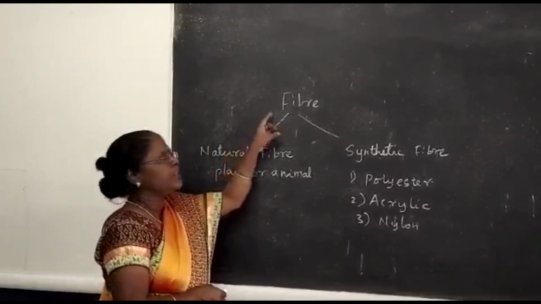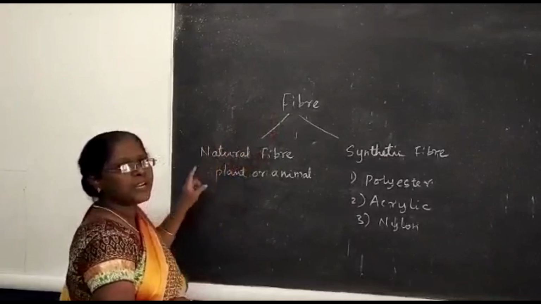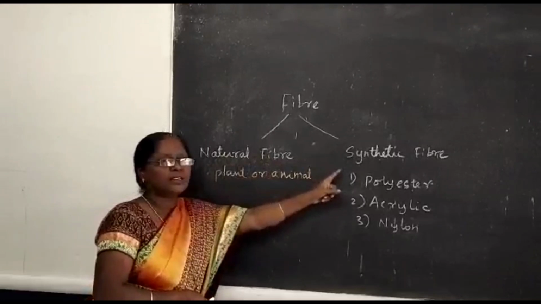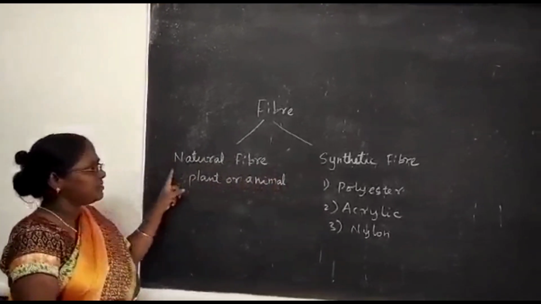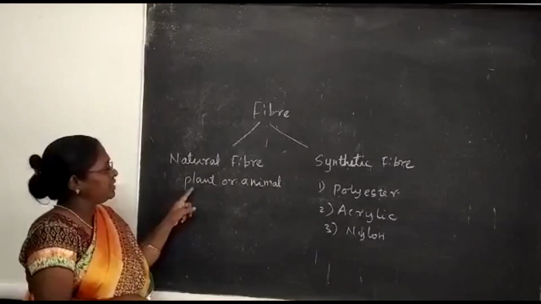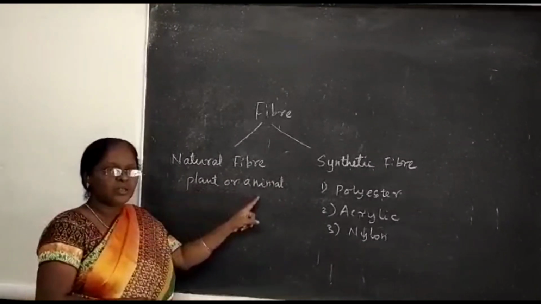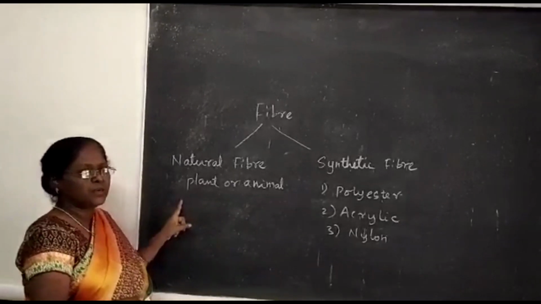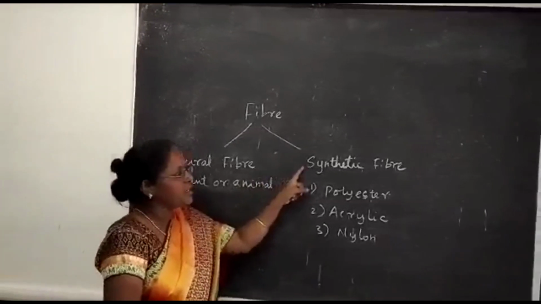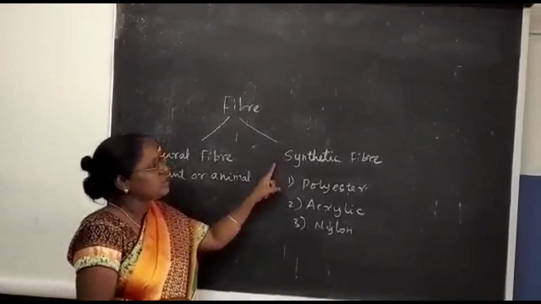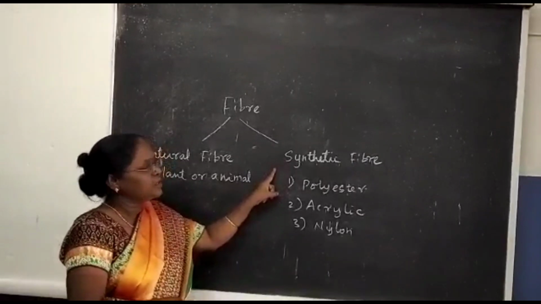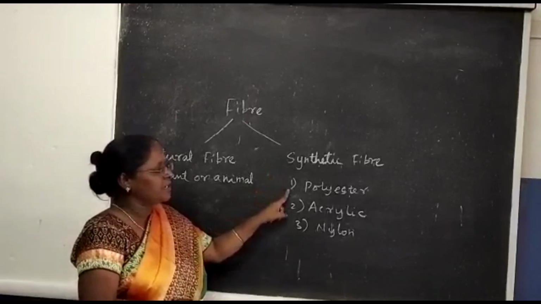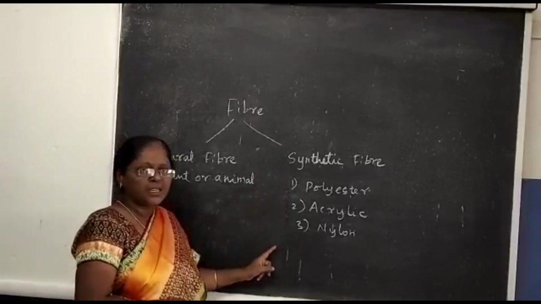Fiber can be classified into two types. One is called natural fiber, another one is called synthetic fiber. Natural fibers are obtained from plant or animal sources, for example coconut fiber, cotton, silk, wool. Next we are going to see what is meant by synthetic fiber. Synthetic fiber is made using raw materials from petroleum, for example polyester, acrylic and nylon.